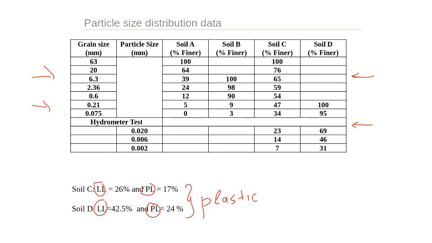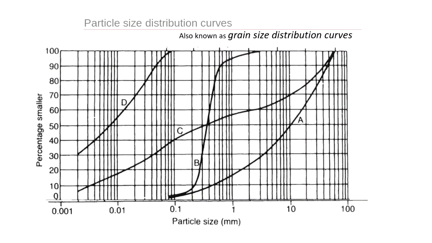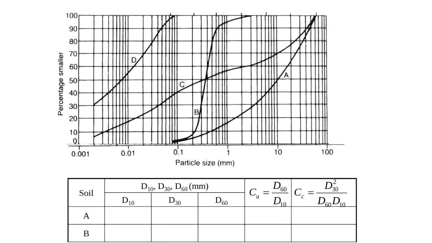For these two soils, we are not going to do the coefficient of gradation. We're going to do it only for soils A and B because they are not plastic. Please don't waste your time doing CU and CC for soils C and D because it's not necessary. I've seen many students doing that, even though I told them not to. For plastic soil, we have a different approach to classify the soil. But for non-plastic soil, we need to find CU and CC, these two coefficients.